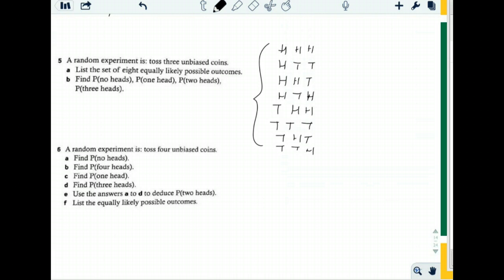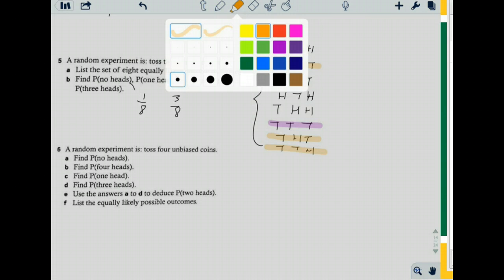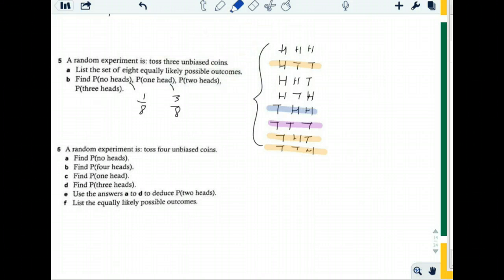Find the probability of no heads. Well, no heads is there's only one, right? It would be that one. So we'll put 1 out of 8. Probability of one head. Okay, one head would be that one, and that one, and that one. So that would be 3 eighths. Probability of two heads. So that would be that one, and that one, and that one, so that would be 3/8. And the probability of 3 heads would be 1/8 also.